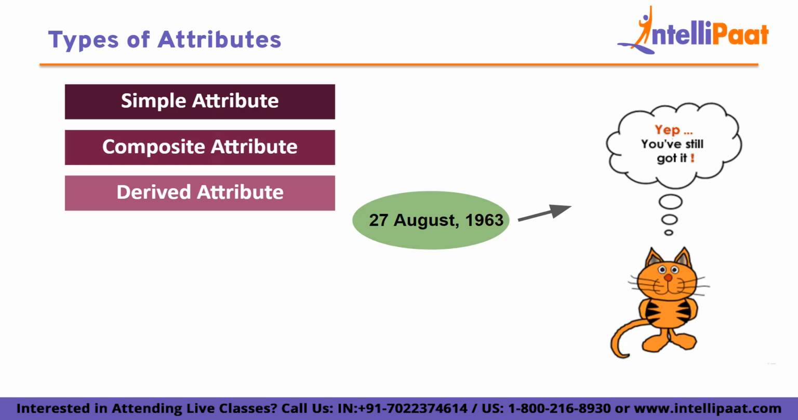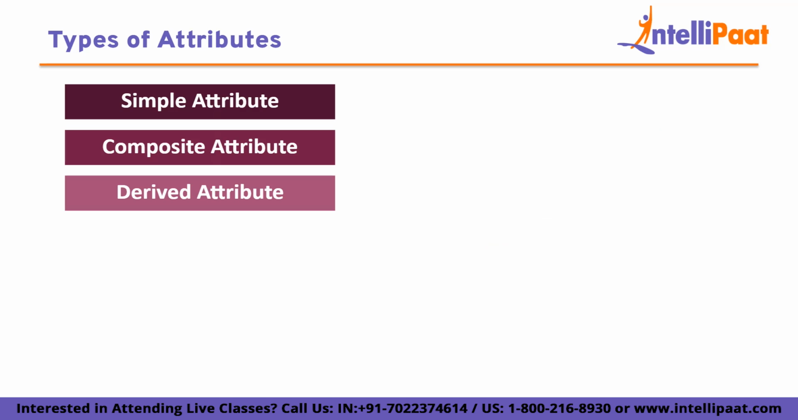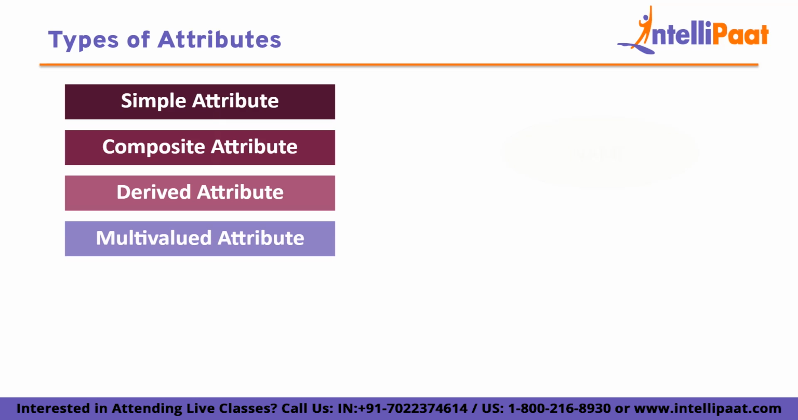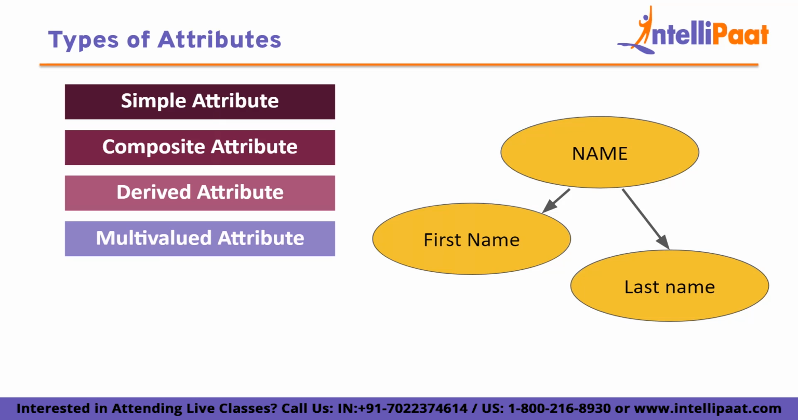Moving on to the next type of attribute, that is multi-valued attribute. A multi-valued attribute can have multiple values for a single entity instance. It allows an entity to have more than one value for a particular attribute. For example, an attribute like phone number can have multiple values for a single entity, indicating that an entity can have multiple phone numbers.